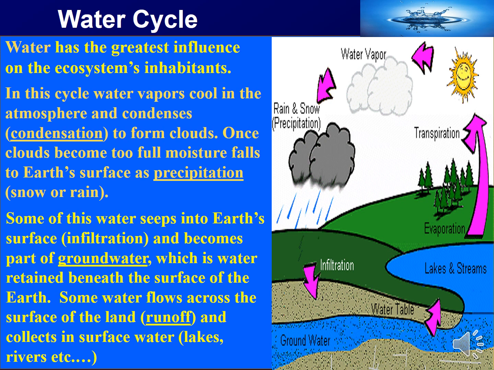Some of this water soaks into the earth or infiltrates and becomes part of the groundwater, that is, water below the earth's surface. Other water flows across the surface of the land as runoff and collects in surface water, which are your lakes, your rivers, and your streams.